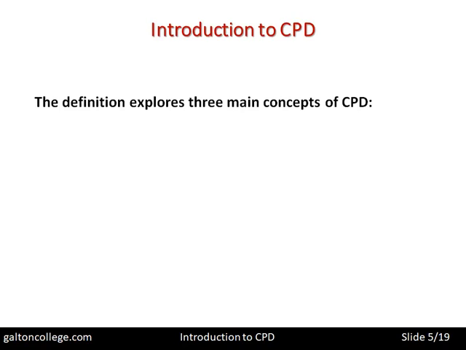The definition explores three main concepts of continuous professional development. First of all, it's systematic and planned learning. It's systematic in the sense that, as I said earlier, it's programmed into their working lives. It's something which is taken as a matter of routine, that skills have to be updated, monitored, checked, to ensure that working practices are as effective as possible and are up to date. So it's planned. It's not a random activity. It's not just something that happens periodically.